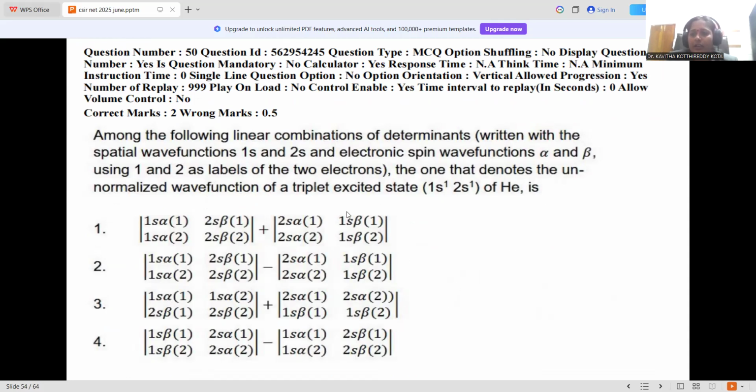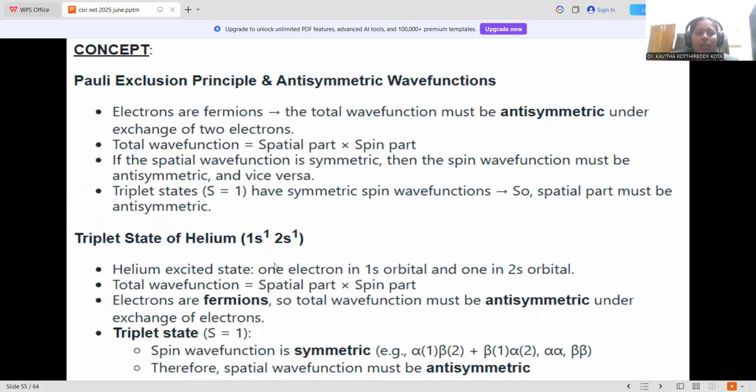So it's a purely physical chemistry based question, and the unnormalized wave function of the triplet excited state 1s1 2s1 of helium is to be identified from this data. Electrons are fermions. The total wave function must be antisymmetric under the exchange of two electrons. Total wave function is equal to spatial part into spin part. So the spatial part is multiplied with the spin part, then the total wave function is calculated.